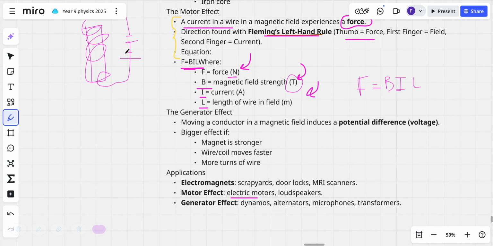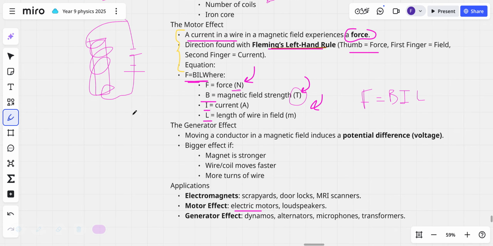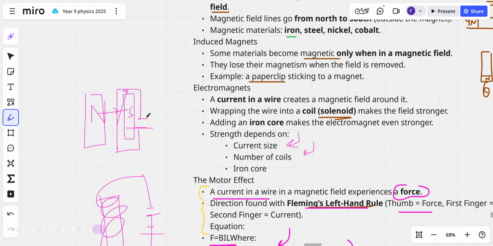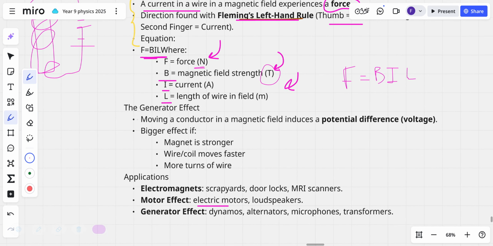The generator effect is the opposite. So instead of having your wire here attached to a battery, you don't. And if you push the wire, you generate electricity, and that's called a generator effect. All right, and you find it in wind turbines and everything.